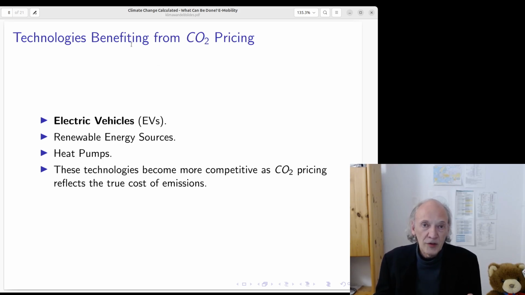Technologies benefiting from this CO2 pricing are electric vehicles, EVs, more on that next, then renewable energy sources and heat pumps, which avoid burning fossil fuels. These technologies become more competitive as CO2 pricing reflects the true cost of emissions, the damage that needs to be repaired.